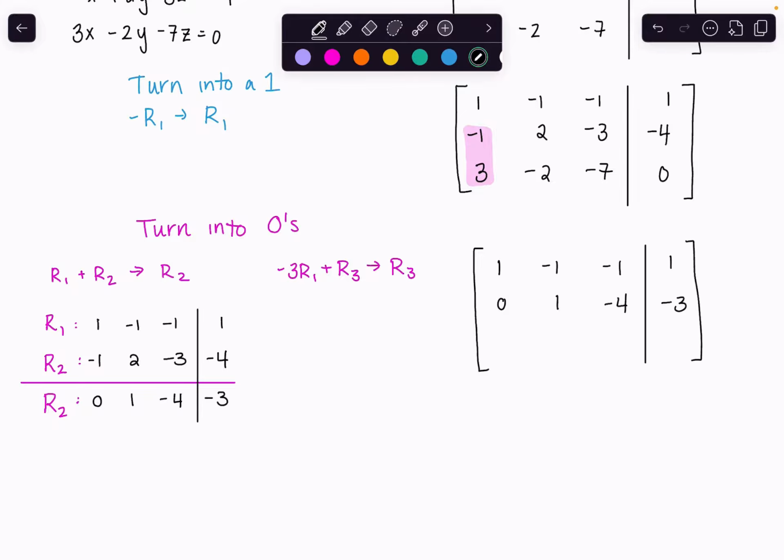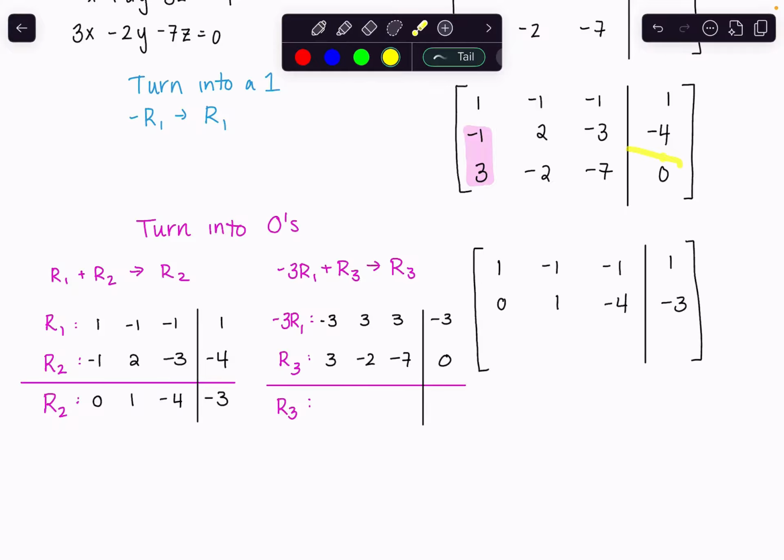Okay. Then with our next one, we need -3 row 1 plus row 3 becomes our new row 3. So -3 times the first row would be -3, +3, +3, -3. Row 3 is 3, -2, -7, and 0. So again, just copying it from here. So adding those together gives me 0, 1, -4, -3.